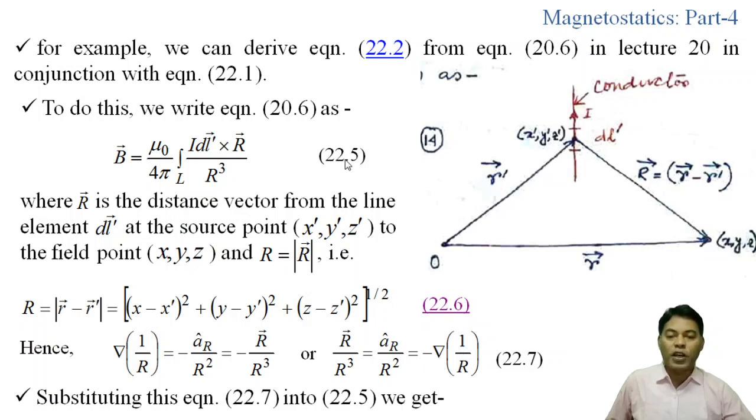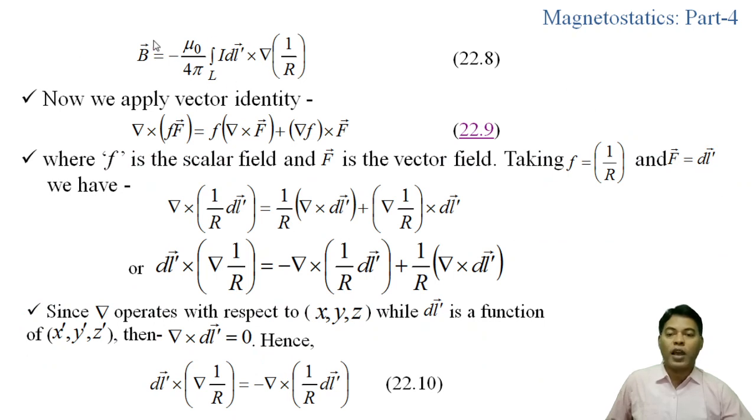Now, in expression 22.5, if we replace R by R cubed by this expression, then we get B equals mu naught I, where I is the constant current, so we can take it outside the integration. So mu naught I by 4 pi line integral of dl prime cross grad of 1 by R. Here you can see the expression I have written, that again I am repeating: B equals minus mu naught by 4 pi line integral of I dl prime cross grad of 1 by R.